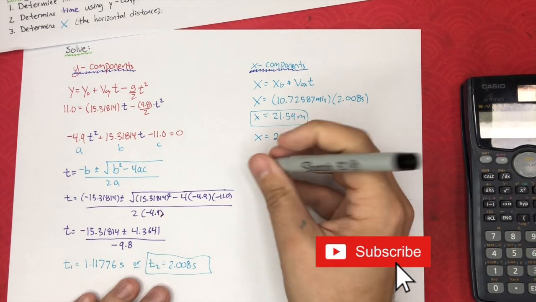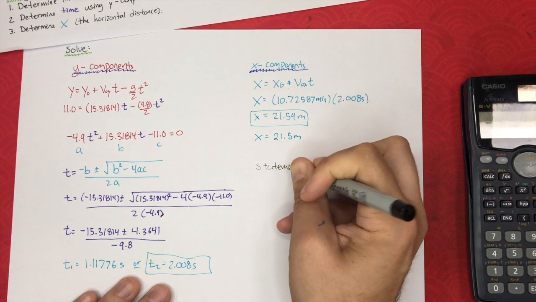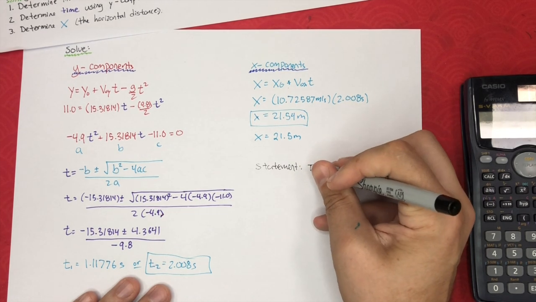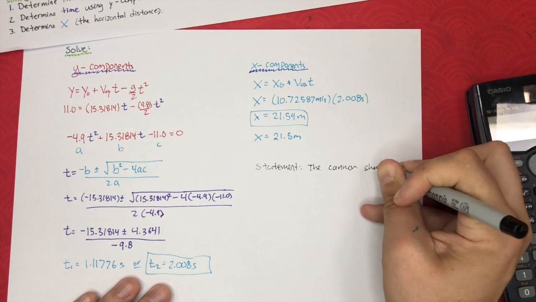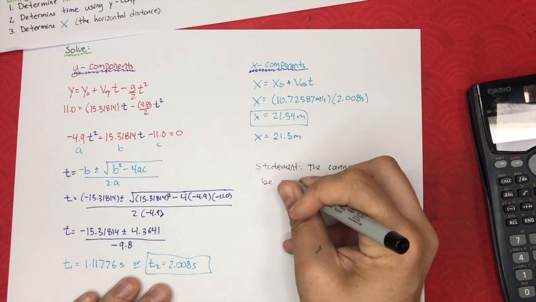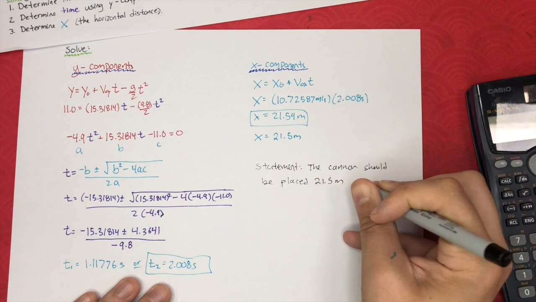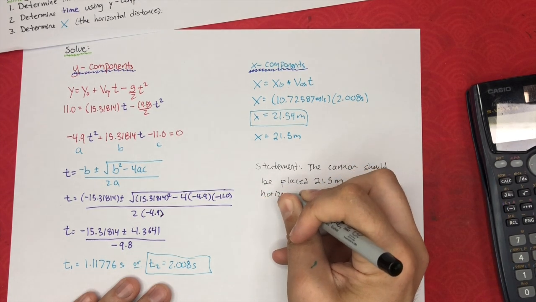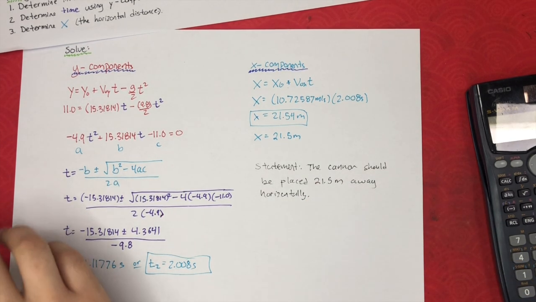So what do we need for our statement? Our statement should say something like this: the cannon should be placed 21.5 meters away horizontally. And that's everything that you need in order to solve this problem.